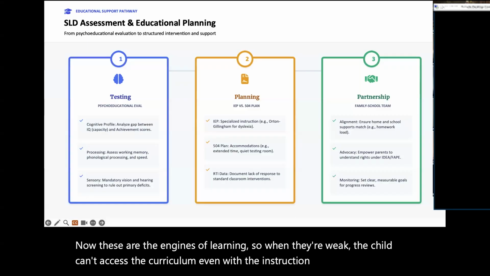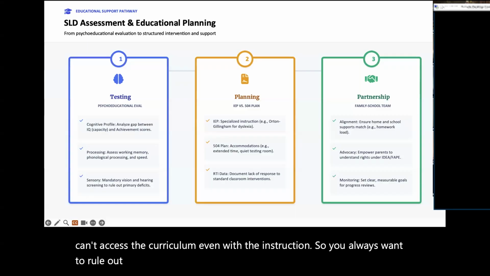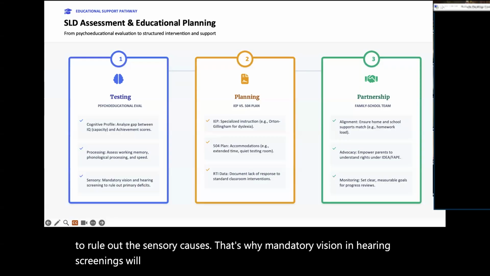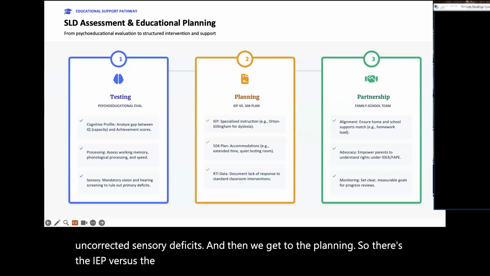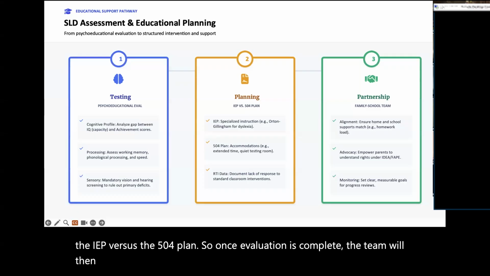So you always want to rule out the sensory causes. That's why mandatory vision and hearing screenings will ensure that you're not attributing a cognitive difficulty to uncorrected sensory deficits. And then we get to the planning. So there's the IEP versus the 504 plan. So once evaluation is complete, the team will then determine whether the child needs an IEP or a 504 plan.